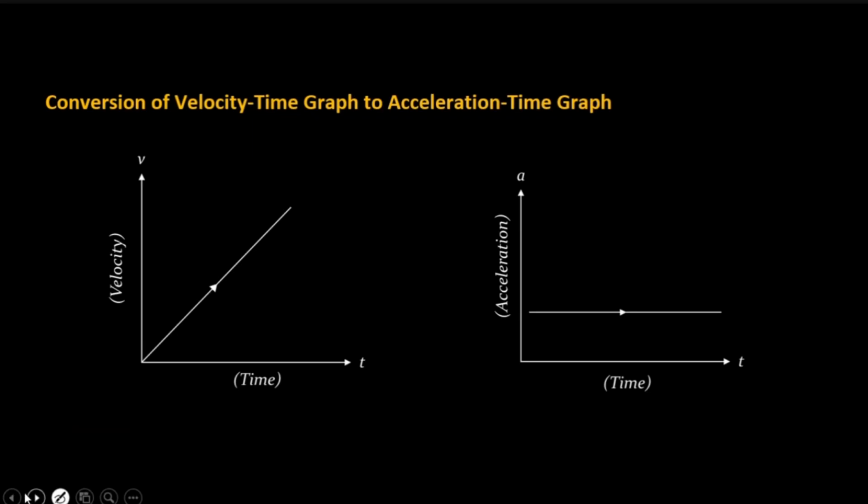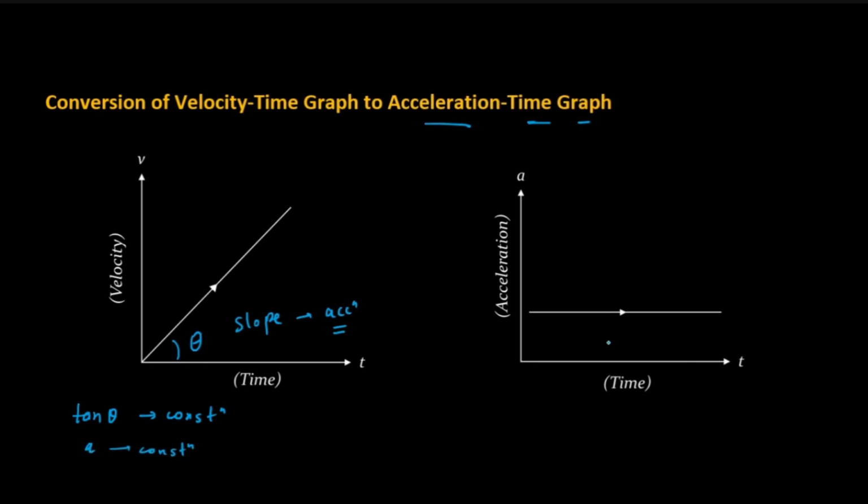Okay. Then, what is the conversion of a velocity time graph to an acceleration time graph? How can we do so? We know that if we calculate the slope of a velocity time graph, it will give us acceleration. If we talk about the angle theta, ultimately we'll see that tan theta is going to be constant. And if tan theta is constant, acceleration is constant. So whatever value of acceleration we get, we'll draw a straight line like that, parallel to the x-axis or the time axis. This represents that acceleration is constant.